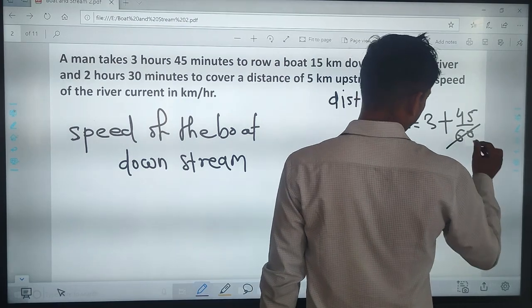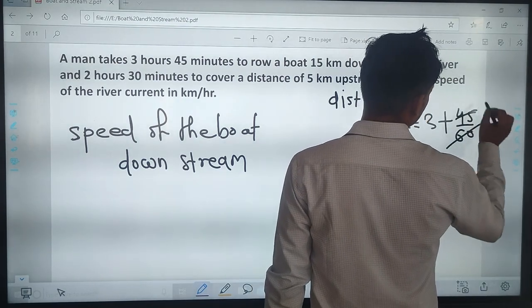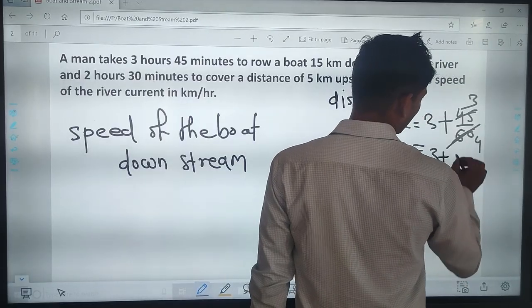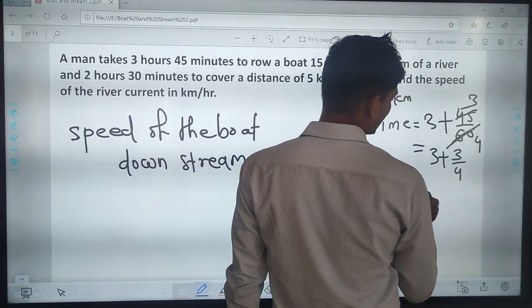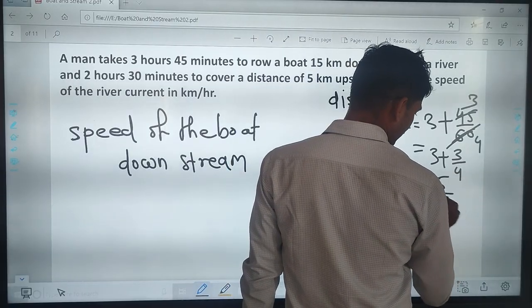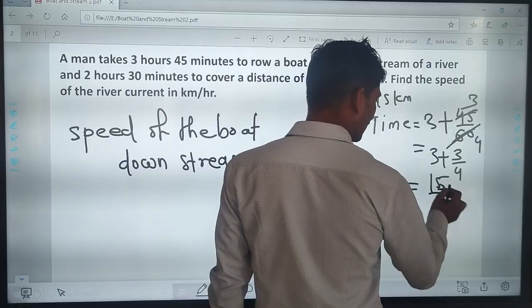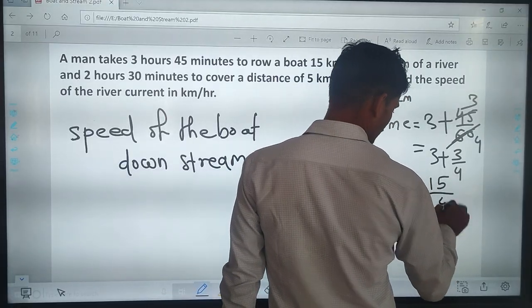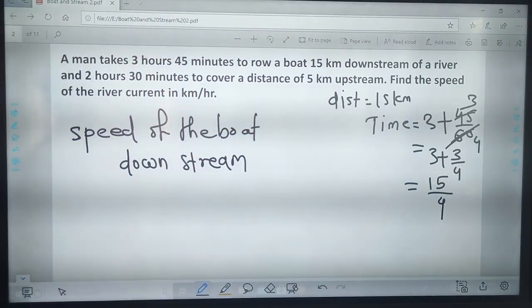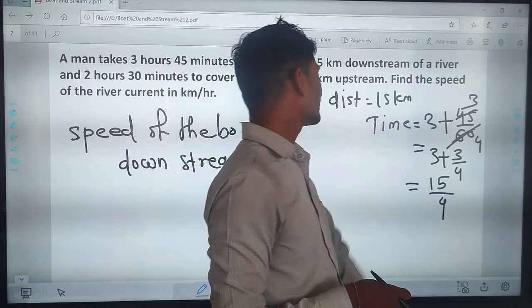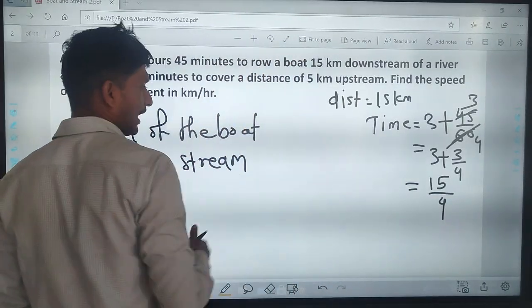Then 3 plus 3 by 4 is equal to 12 plus 3, that is 15 by 4. Here the distance covered is 15 kilometer and the time required is 15 by 4 hour.